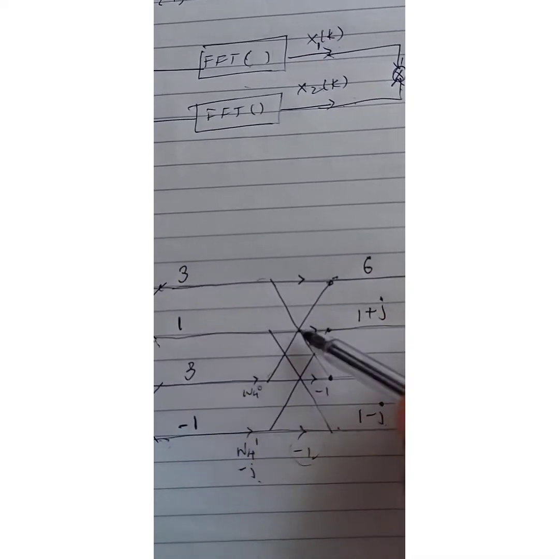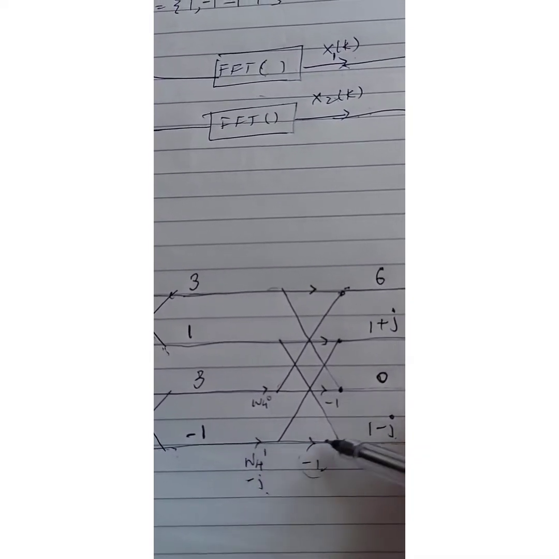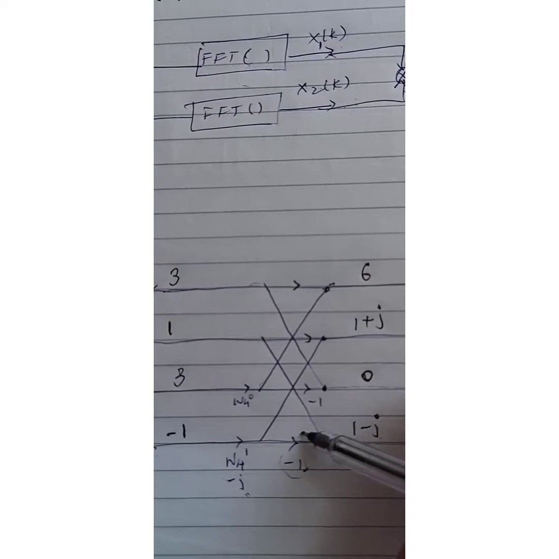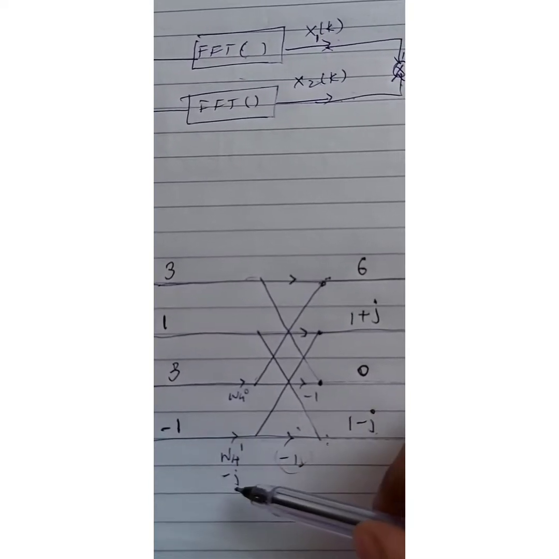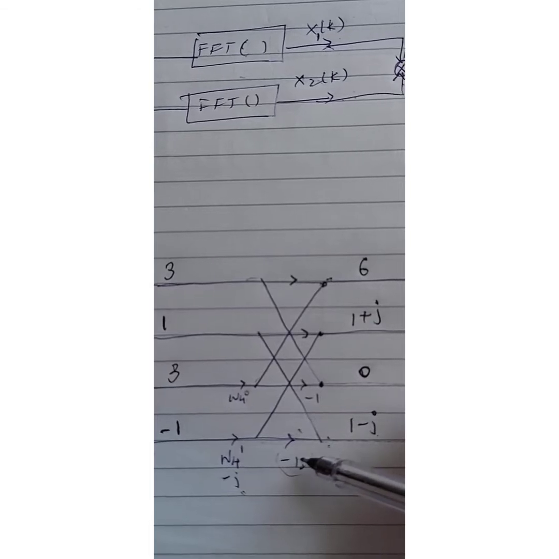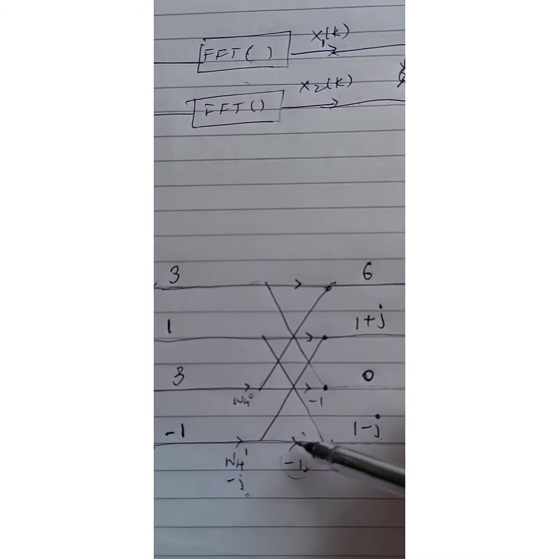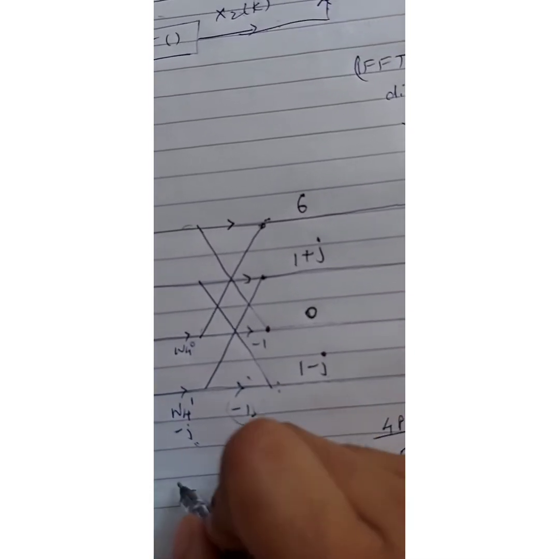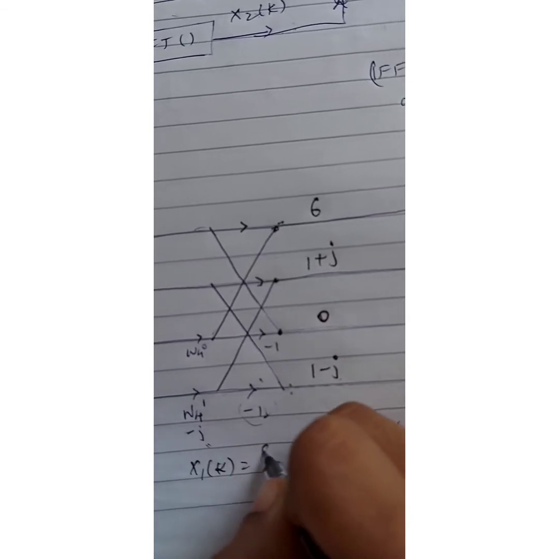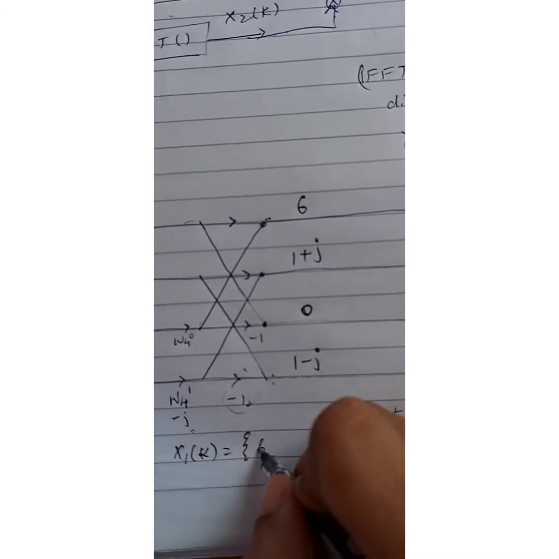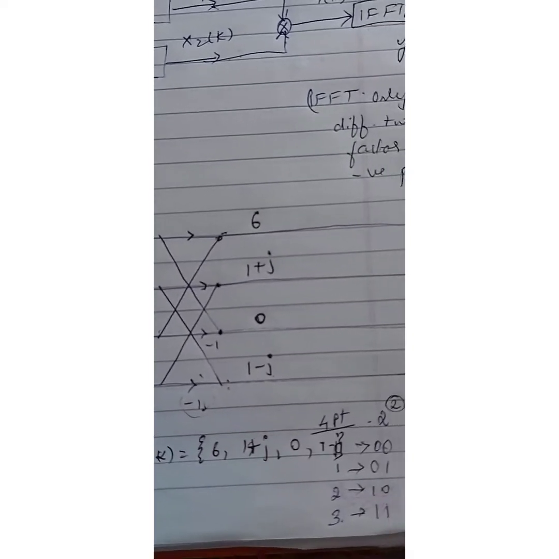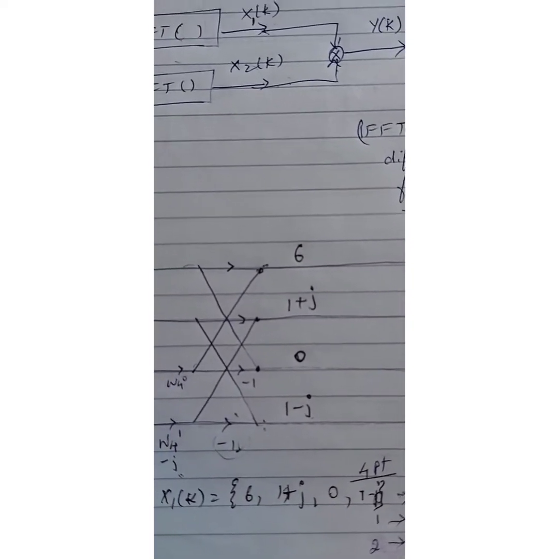You got this? Let me explain. This is 1 plus whatever is coming here. What is coming over here? Minus 1 into this minus j I have, into this minus 1. So minus 1 into minus j I got plus j. Plus j into minus 1 is again minus j. So this is this 1 minus j. So this is whatever answer I am getting, right? x1 of k. So these values 6, 1, 1 plus j, 0 and 1 minus j, all these values, this is x1 of k that I got.